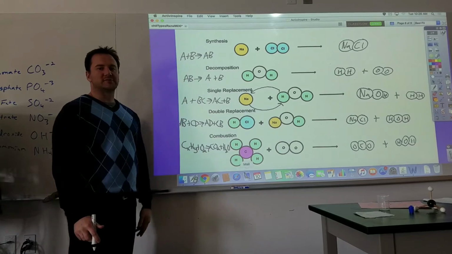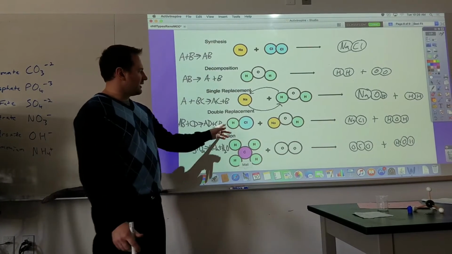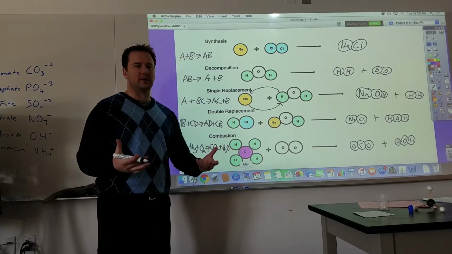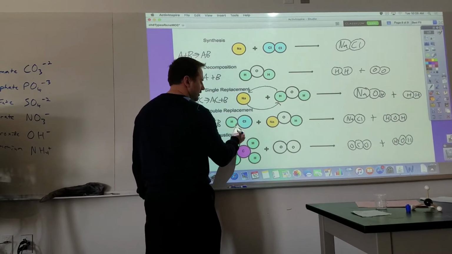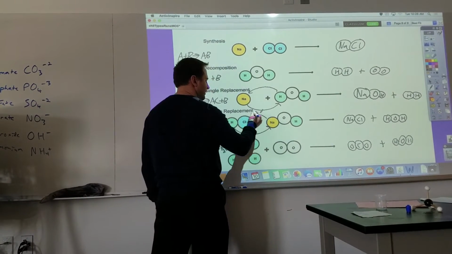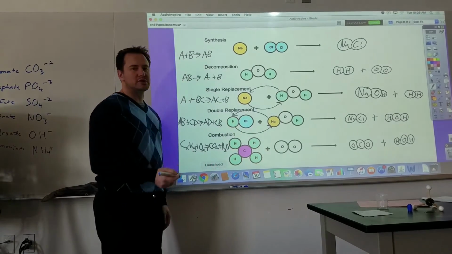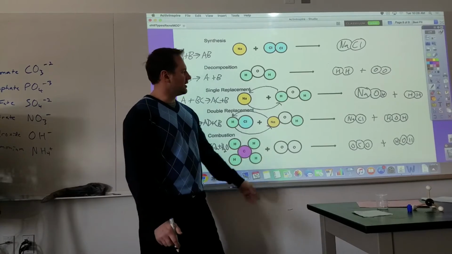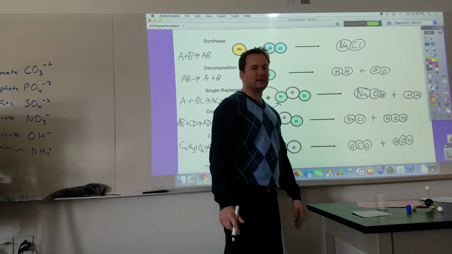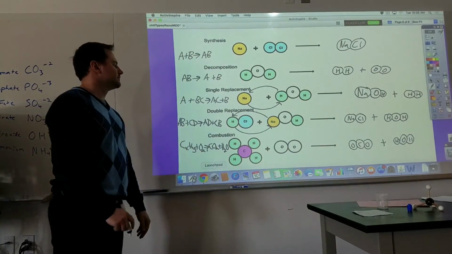A double replacement is kind of like that, except at the beginning, both things are paired up. You don't have something by itself, and basically two things swap partners. So in this case, you're going to end up with sodium and the hydrogen switching places between hydrochloric acid and sodium hydroxide, and you end up with sodium chloride and HOH, which is water.